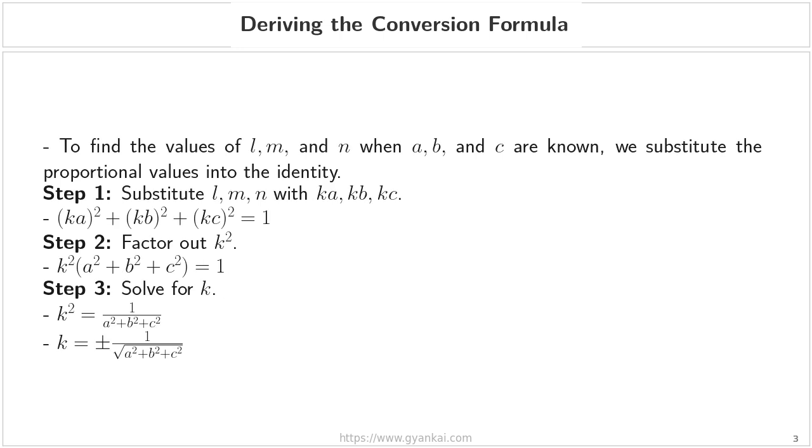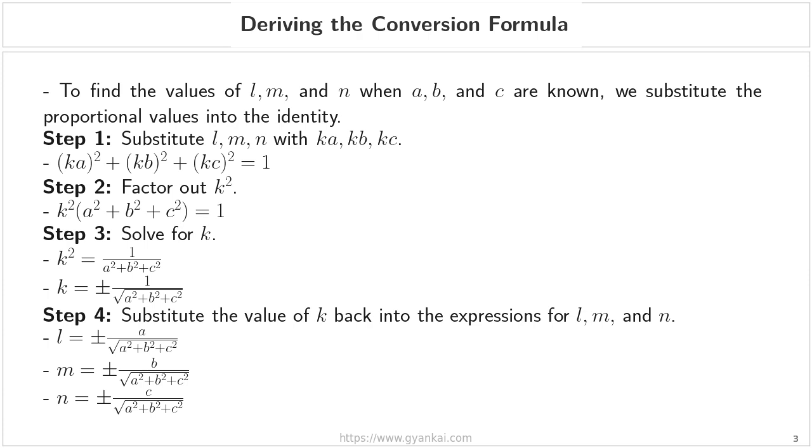We rearrange the equation to solve for k squared, which gives us k squared equals 1 divided by the quantity a squared plus b squared plus c squared. To find k itself, we take the square root of both sides. This results in k equals plus or minus the square root of 1 all over the square root of the quantity a squared plus b squared plus c squared. Since the square root of 1 is just 1, we can simplify this to k equals plus or minus 1 over the square root of a squared plus b squared plus c squared.